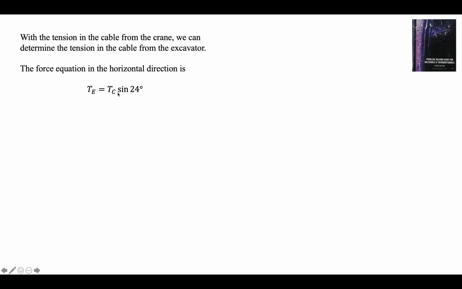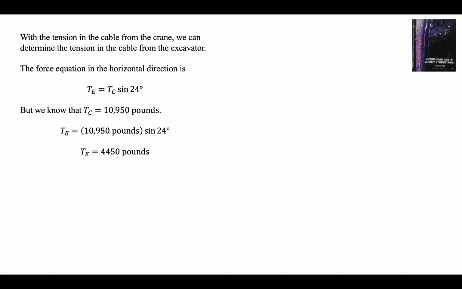Tension in the excavator cable is Tc sine 24, but we just calculated Tc. It's 10,950 pounds. So we can get the tension in the excavator cable: 4,450 pounds. So that's an example of forces that aren't orthogonal.